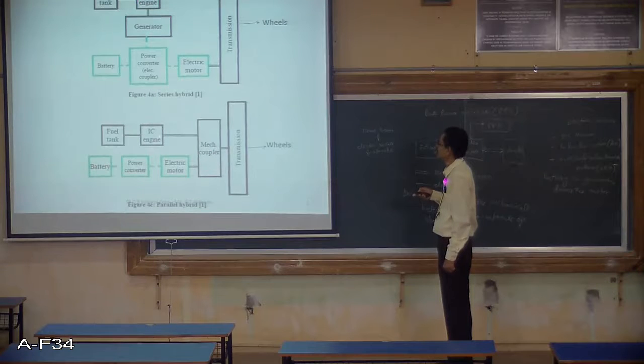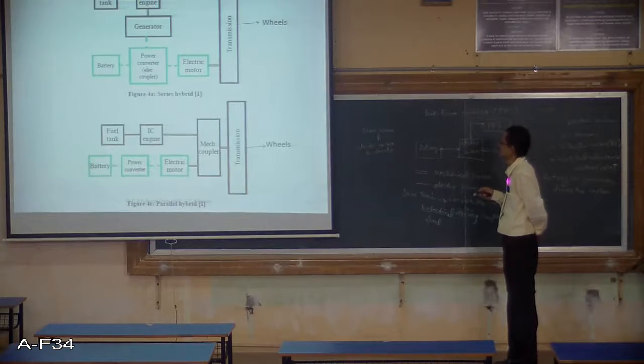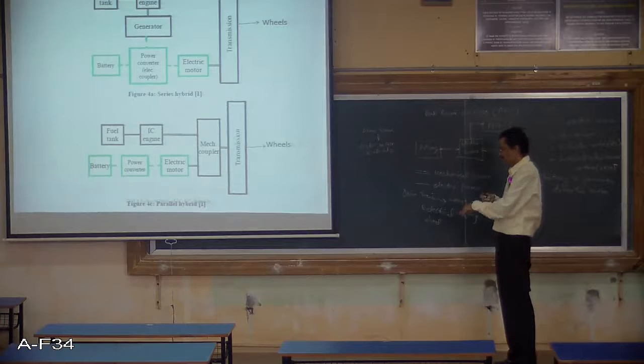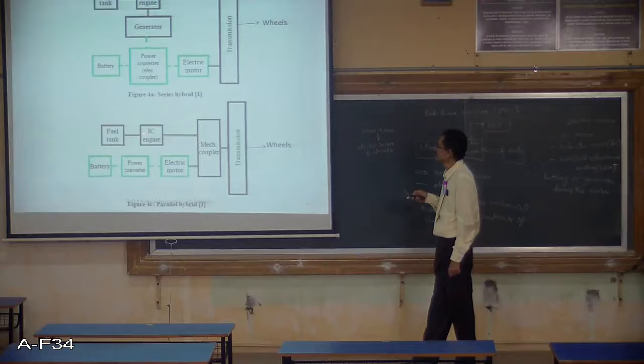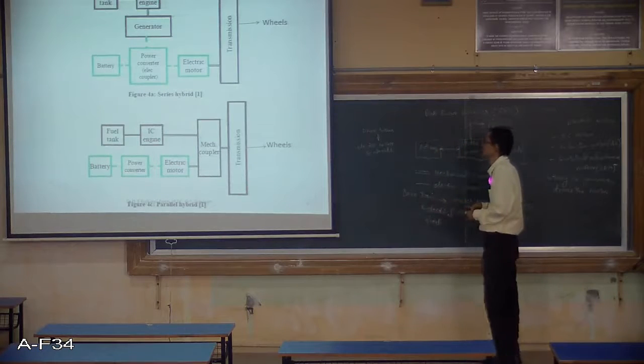Even if the IC engine fails, what will happen? The electric motor will run, provided it is working, and this will drive the wheels through the mechanical coupler. So the function of the mechanical coupler is to couple the wheels either to the IC engine or the electric motor, depending upon the requirement of the wheels.